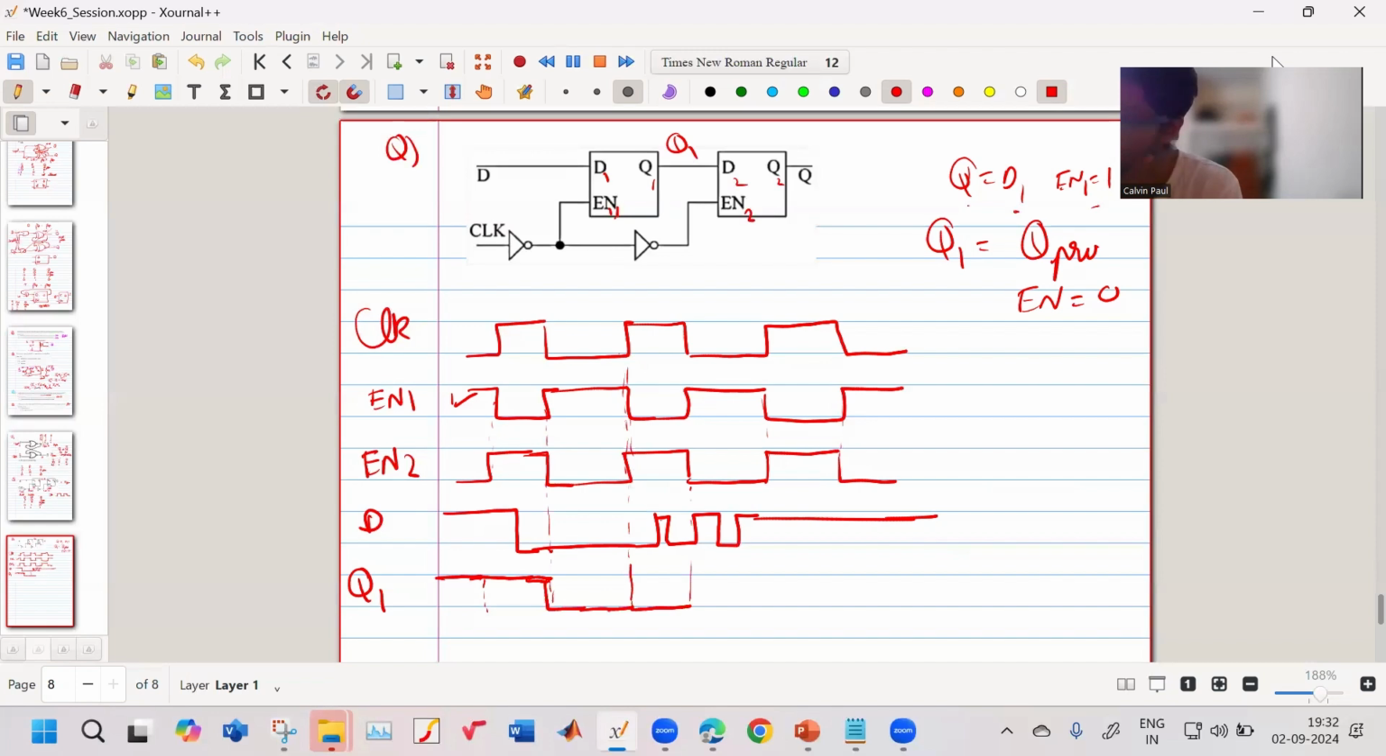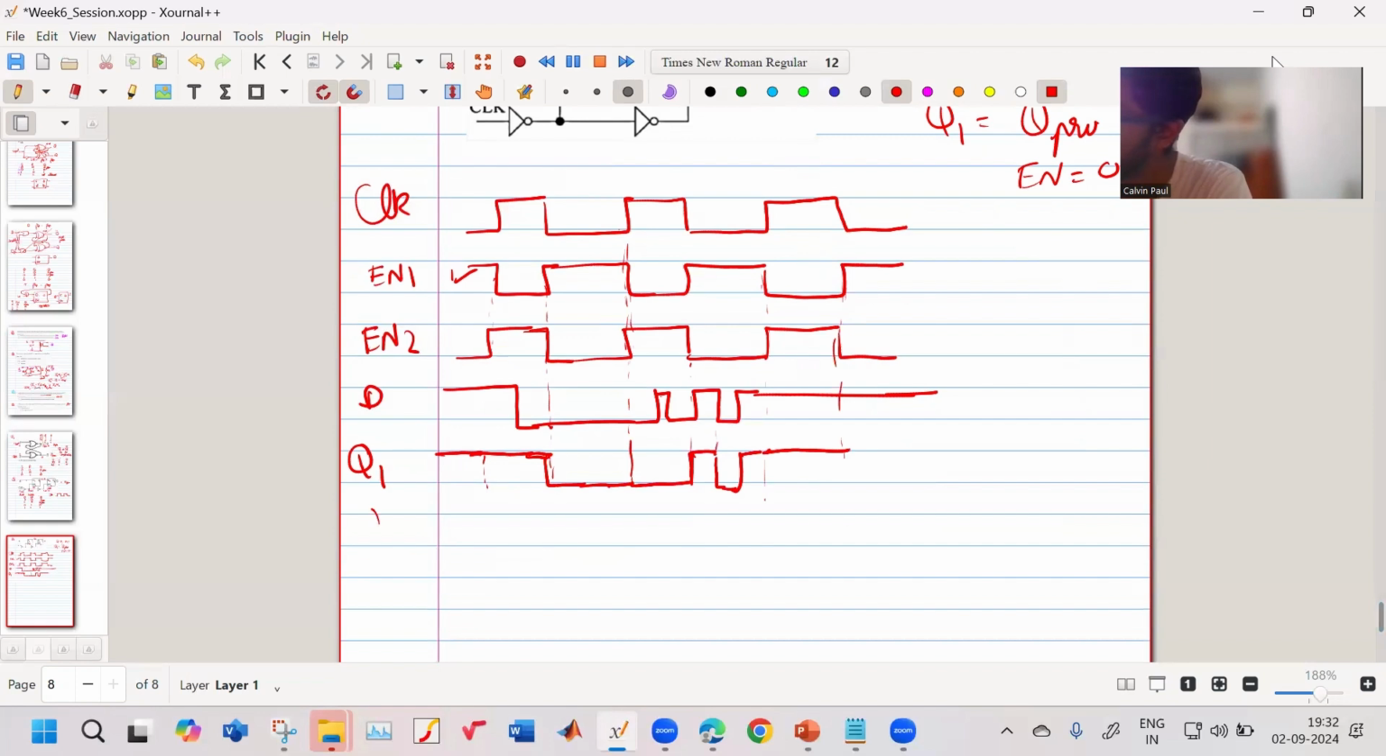Then what happens over here is enable 1 is high. What is my D? D also is high. So it will go high, and it will again go low because my D is changing. As long as enable 1 is high, it will keep on changing as D changes. When enable 1 goes low, it will remain as it is. It will follow Q previous.